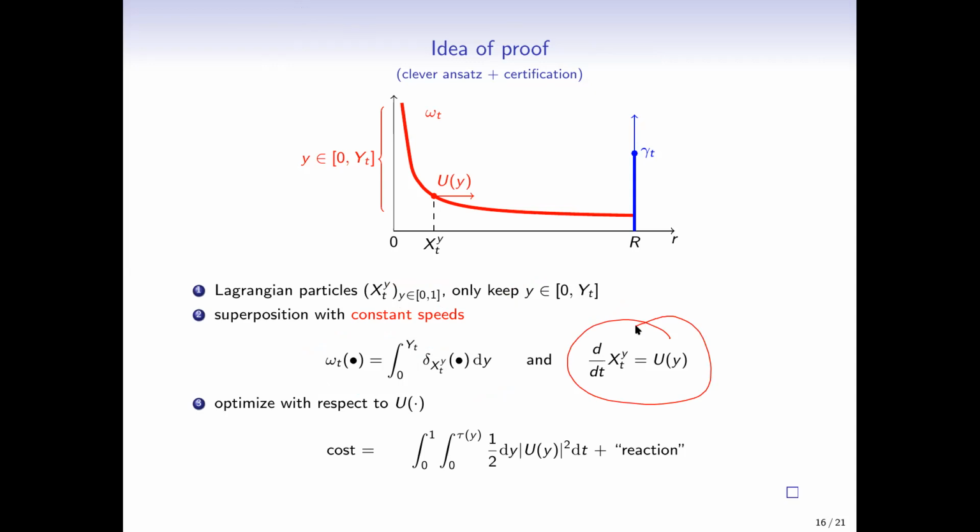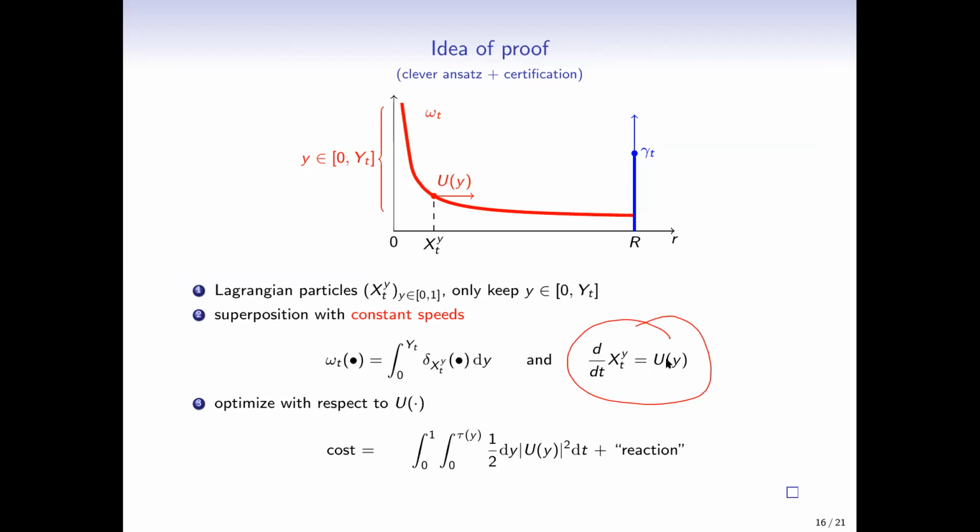I choose that all my particles should have constant speed. So constant speed does not mean that all particles have the same speed. It means that if I look at one particle with label y, it will keep the same velocity over time. Two particles with different labels can have different speeds. But once I choose to look at one particle with label y, it will have a constant in time speed, which is what I write here, u(y).